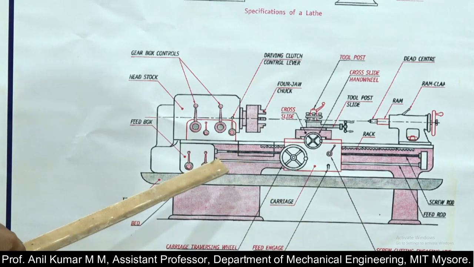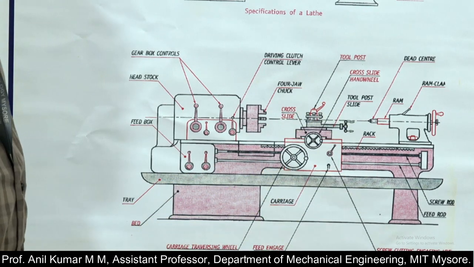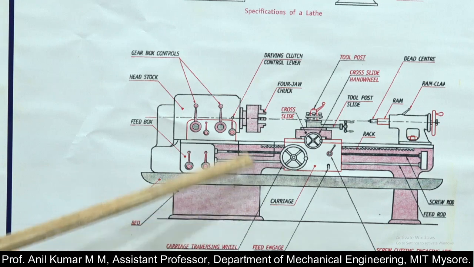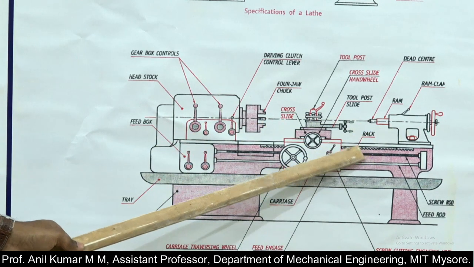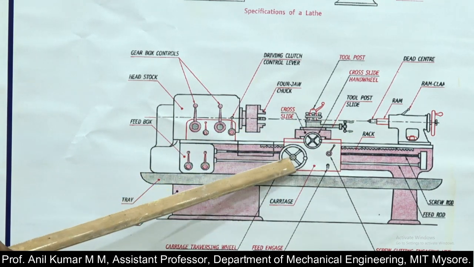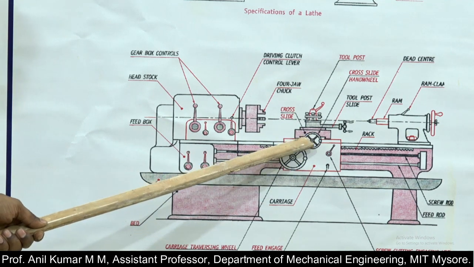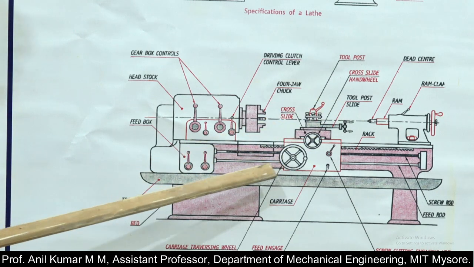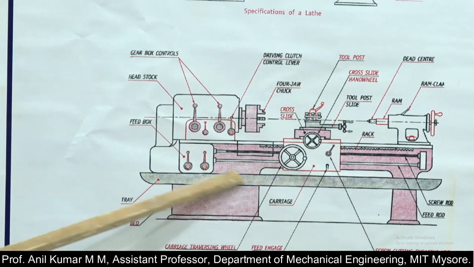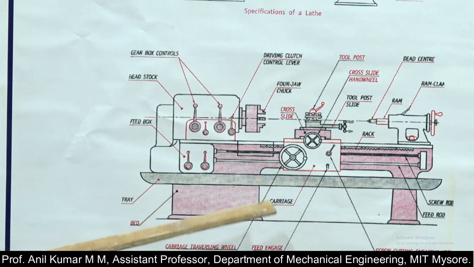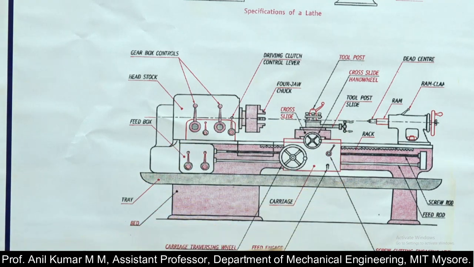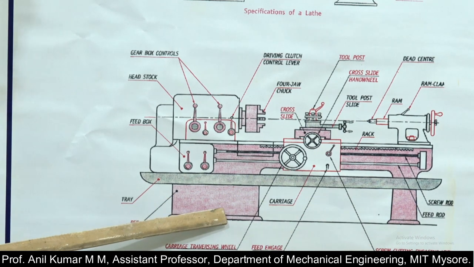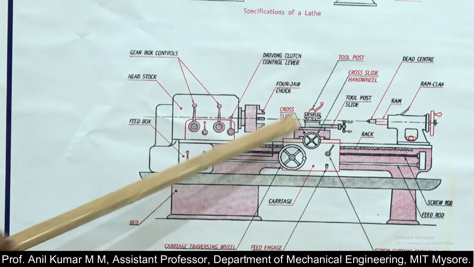Now we will discuss the parts of the engine lathe. The main parts of the engine lathe are the bed, the headstock, the tailstock, and the carriage assembly. In the carriage there is a saddle, cross slide, tool post, screw rod and lead screw. These are the main components of the lathe. Let us discuss them one by one. So what is the bed? The bed is the foundation part of the lathe.